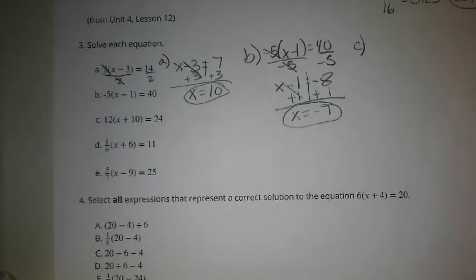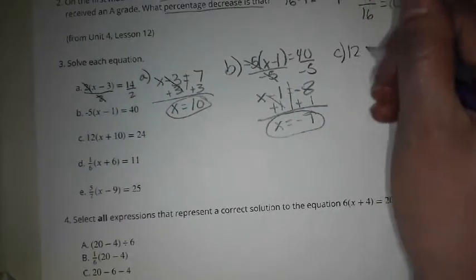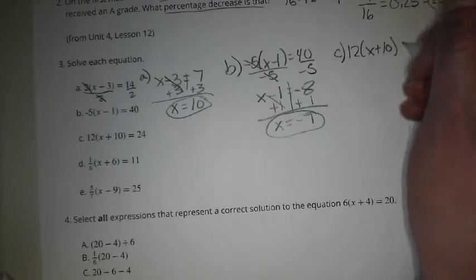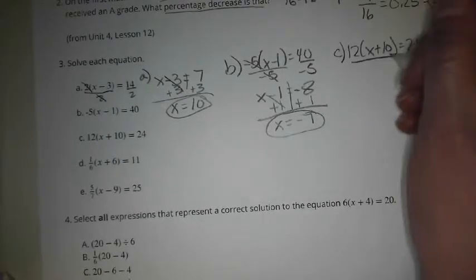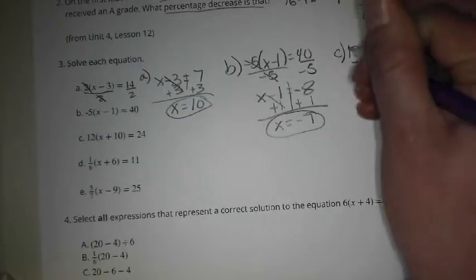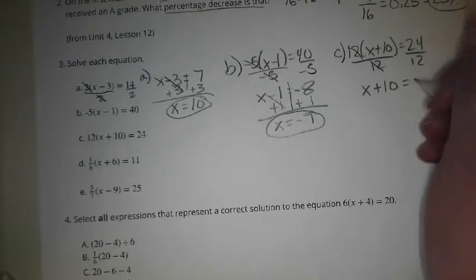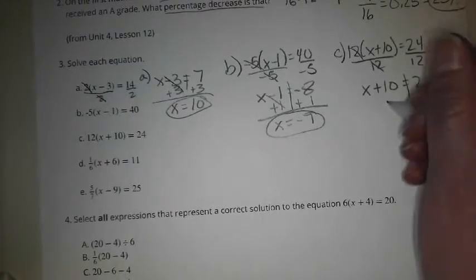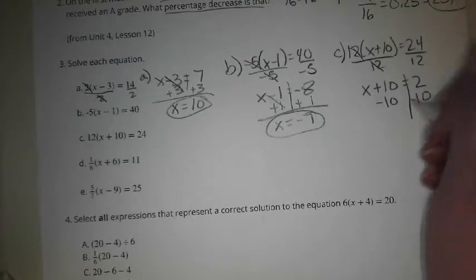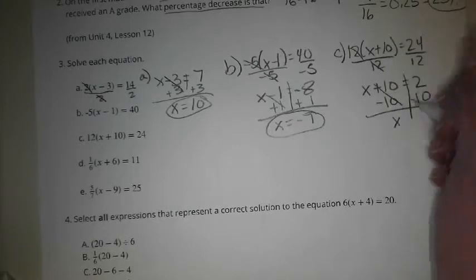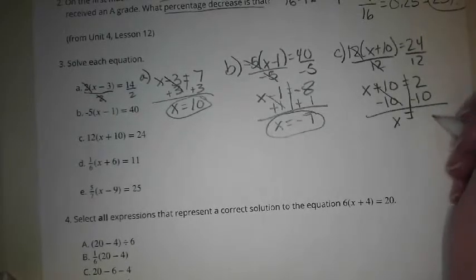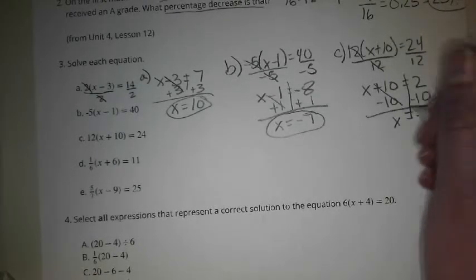For C, we have 12 times x plus 10 equals 24. I'm going to divide both sides by 12. Those cancel. X plus 10 equals 24 divided by 12, which is 2. Split it down the center. Minus 10 on both sides. Those cancel. 2 minus 10. X would equal negative 8.